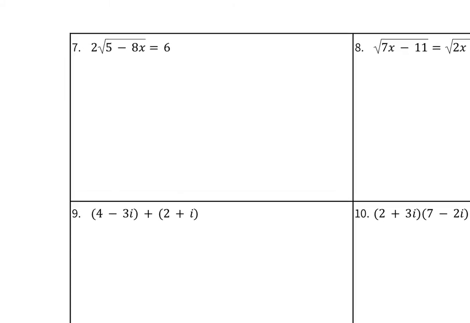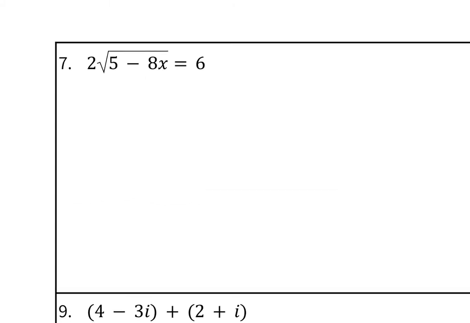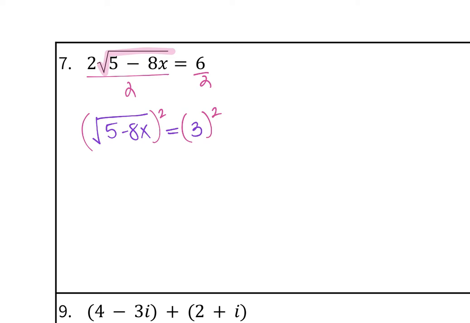Next one up is radical equations. You need to isolate the radical. So since there's a 2 out front, the first thing we need to do is divide by 2. And that leaves us with the square root of 5 minus 8x is equal to 3. Now, in order to cancel out that radical, we are going to square. So 5 minus 8x, no longer underneath the radical, is equal to 9.